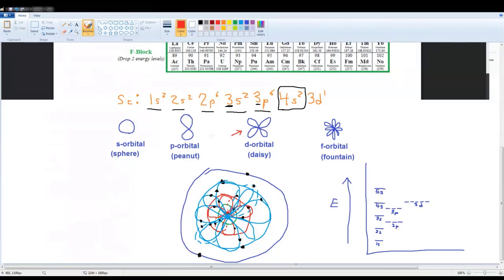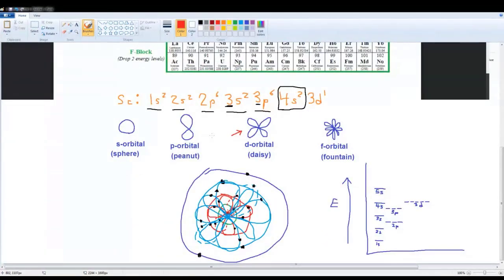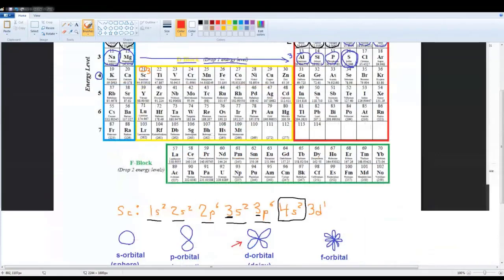Since I'm already here, and I know some of you will be covering this, let me just do a quick condensed electron configuration because it's actually super easy. So if we look at scandium here, instead of writing the entire electron configuration, we can use what's known as condensed electron configuration, which means we start with the previous noble gas.